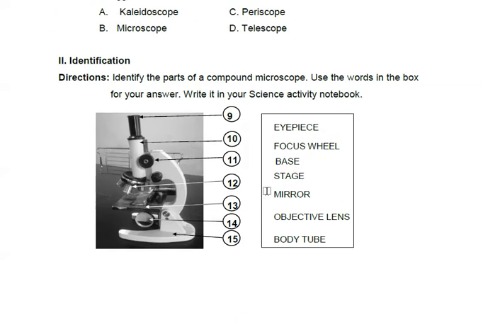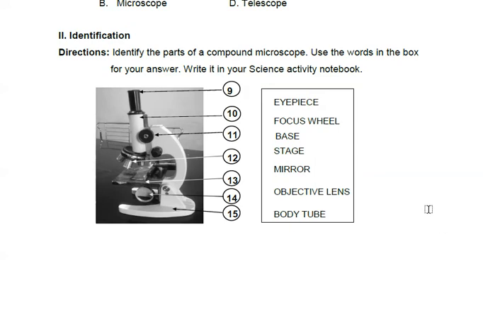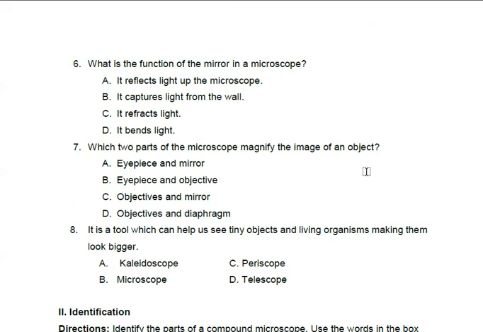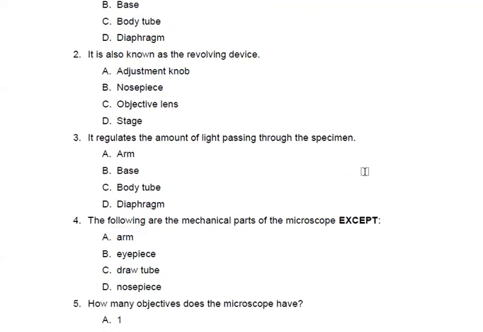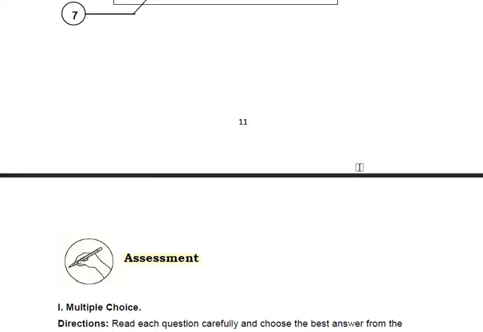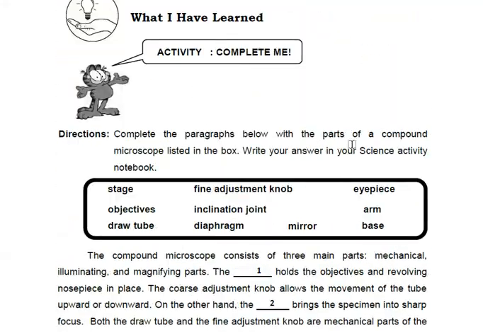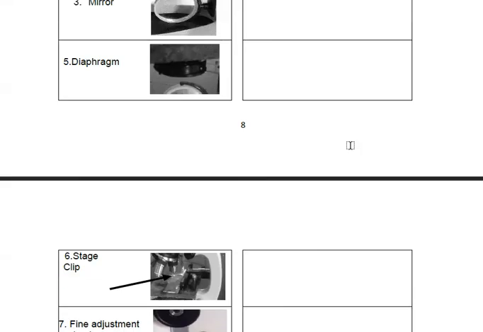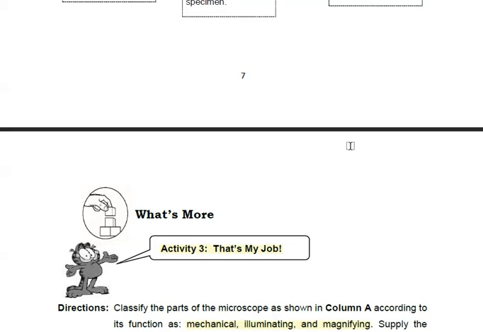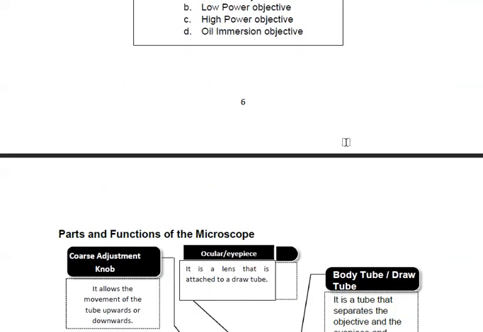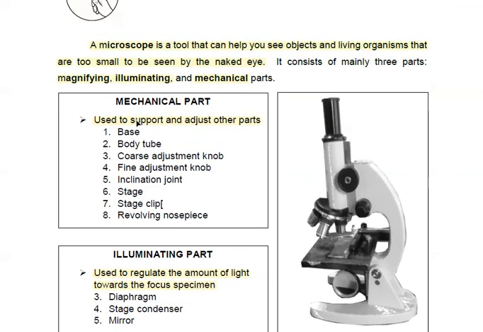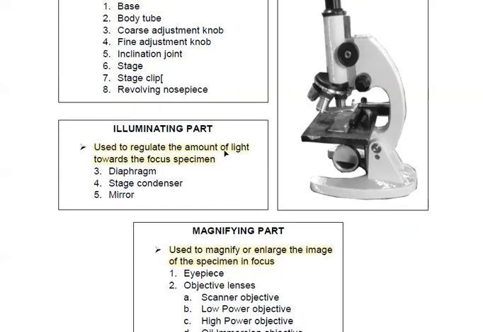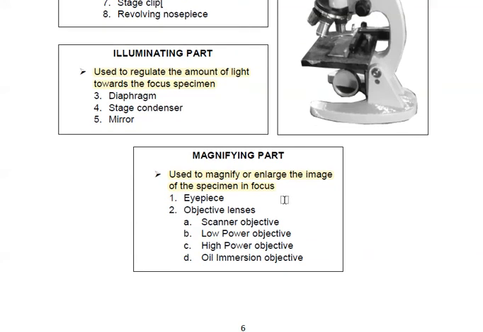And that's that. So, I hope you enjoyed this lesson, and I hope you remember that there are 3 main functions of the microscope. So, what are those 3? You have mechanical function, illuminating function, and magnifying function. And for the mechanical part, this will help support adjust other parts. Illuminating will help regulate the amount of light. And for the magnifying, it will help enlarge the image. So that's it.